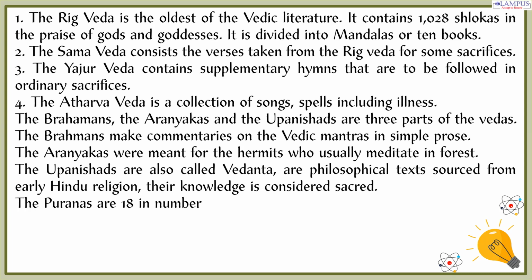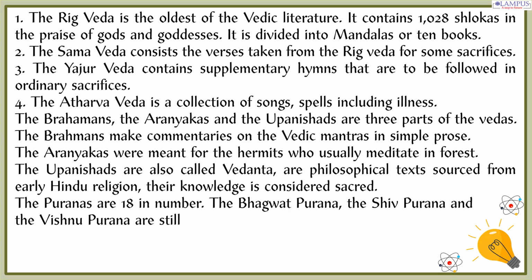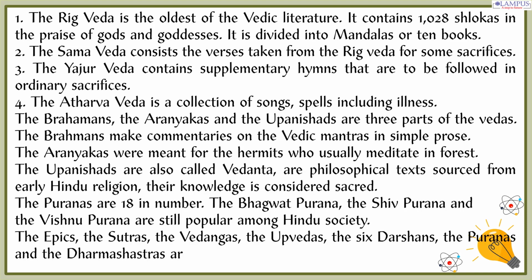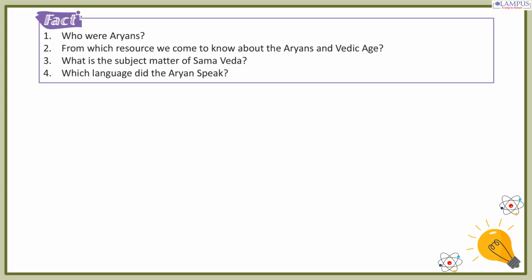The Puranas are 18 in number. The Bhagavad Purana, the Shiv Purana and the Vishnu Purana are still popular among Hindu society. The epics, the sutras, the Vedangas, the Up-Vedas, the six darshans, the Puranas and the Dharmashastras are the most important literary evidence. Fact check.